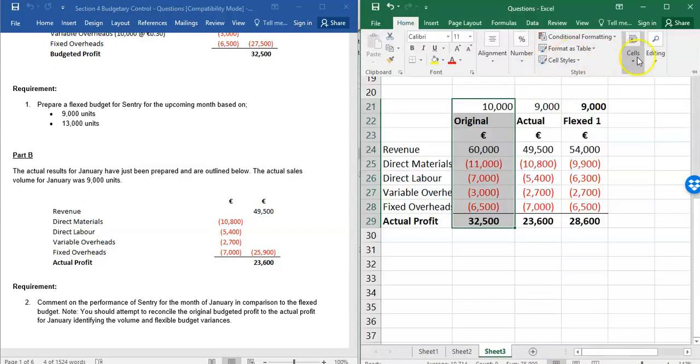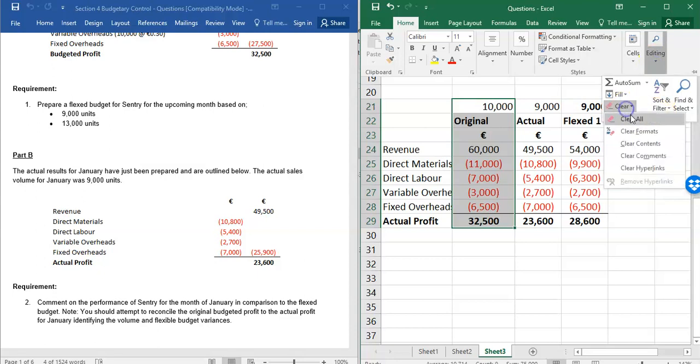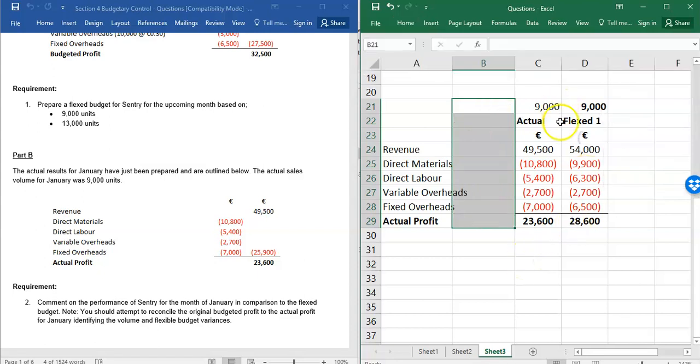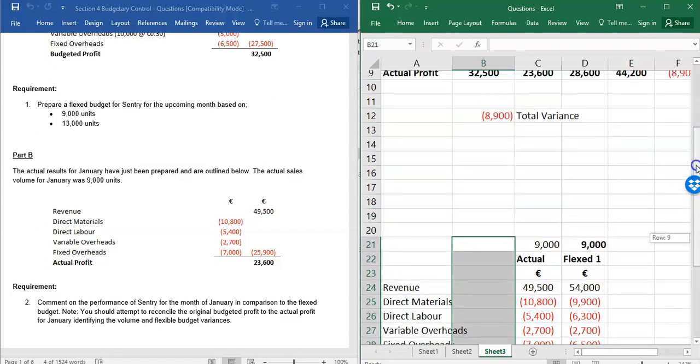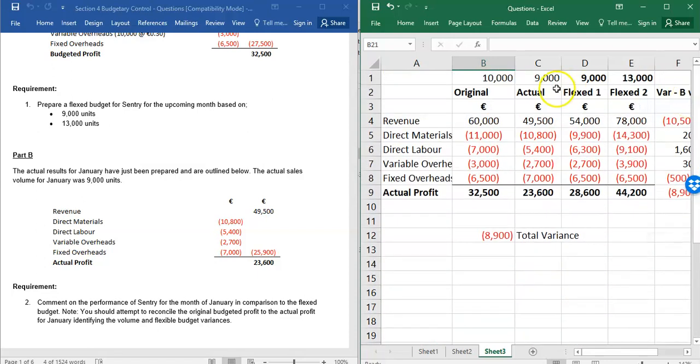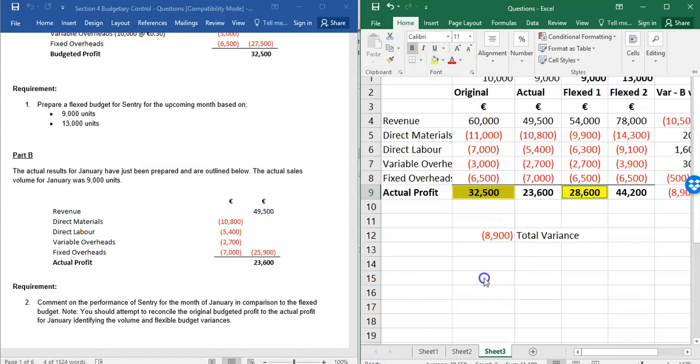So what we're looking at now, let's clear that. We're now going to compare actual to flexed. So we see before, we've said the original budget was based on 10,000, and the flex budget is now going to be based on 9,000, because you flex the budget to the actual output. The difference here between the 32.5 and the 28.6, that's your volume variance.